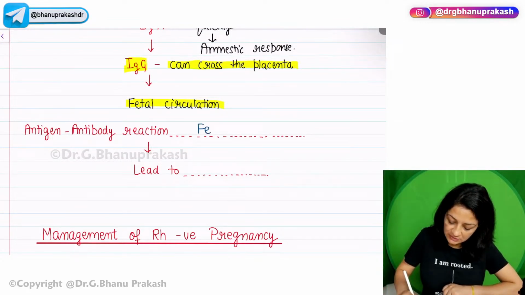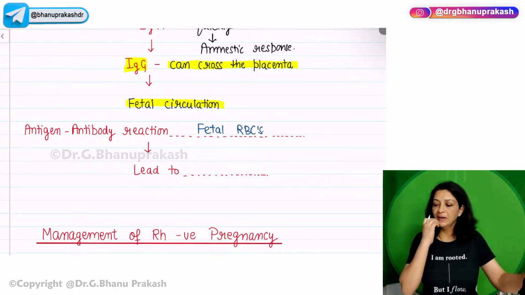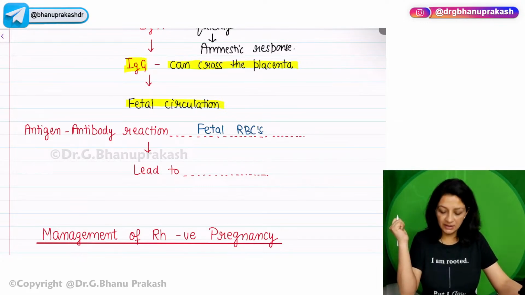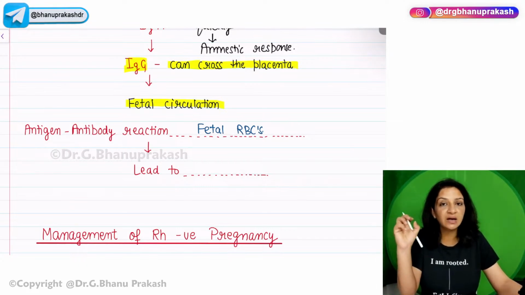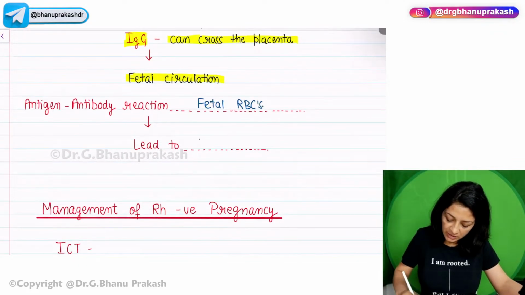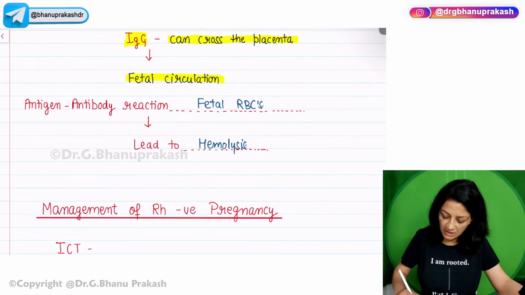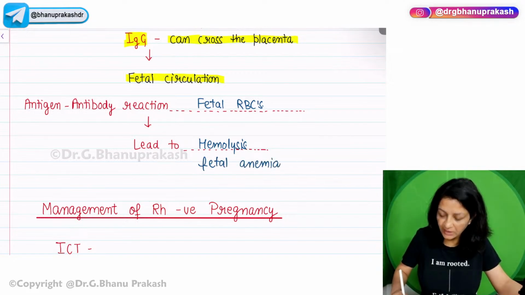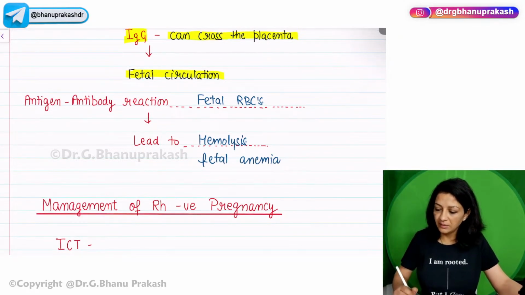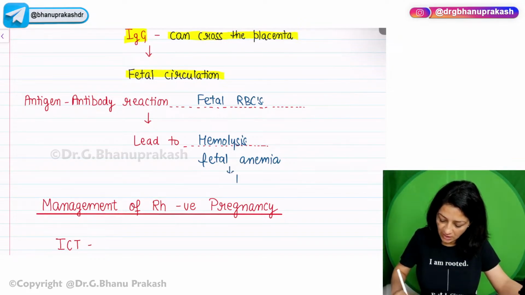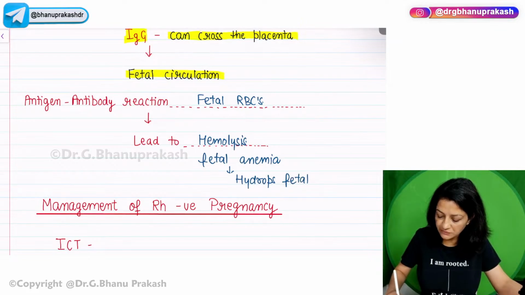Fetal RBCs, fetal RBCs in second pregnancy. एंटी डी एंटीबॉडीज क्या करेंगी? फॉर्मेशन ऑफ एंटीजन एंटीबॉडी रिएक्शन ऑन fetal RBCs, so which lead to hemolysis. Hemolysis means यहाँ पे क्या होगा? Fetal anemia. Fetal anemia means hydrops fetalis, hydrops fetalis.